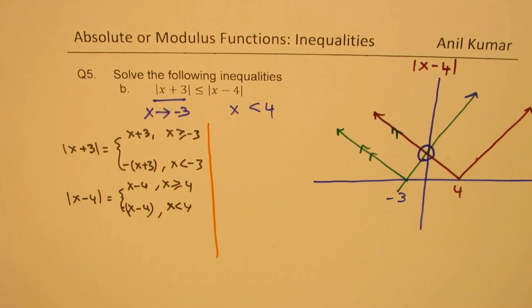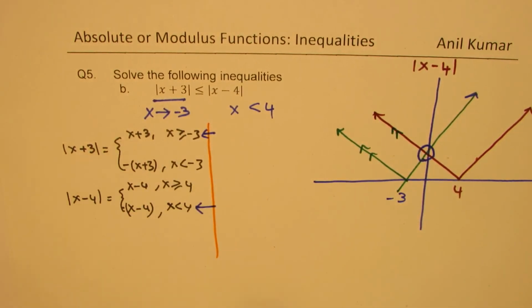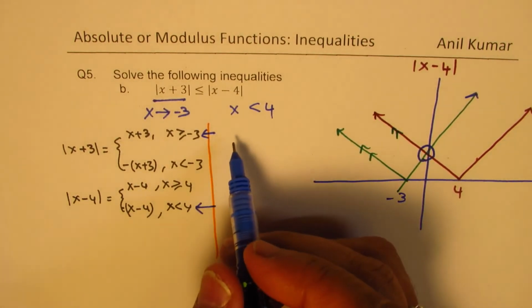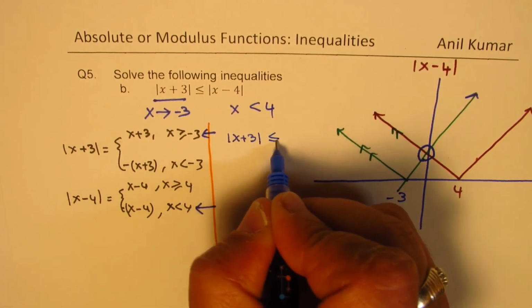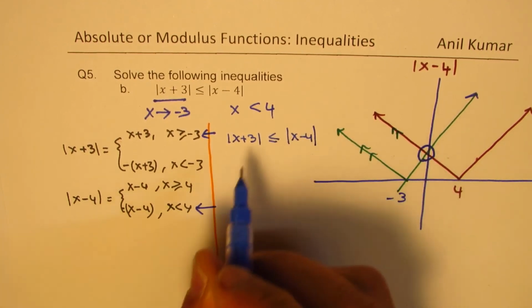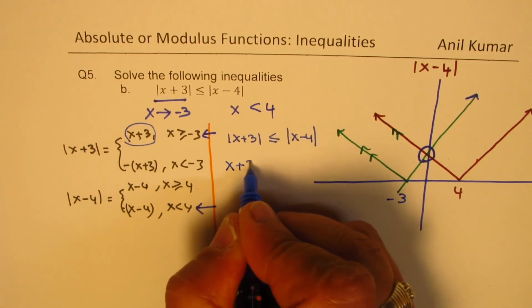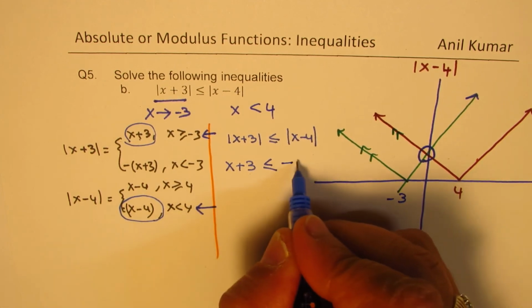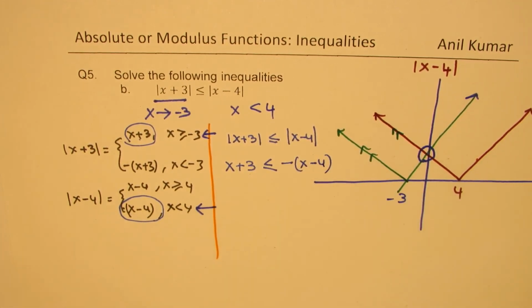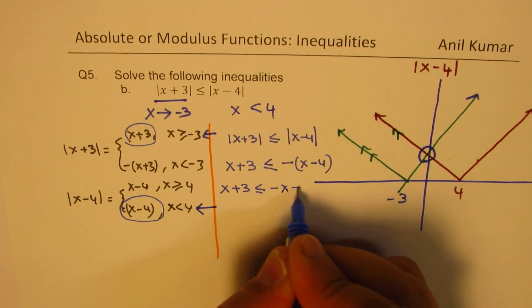So since we are looking into these parts now, we'll solve the inequality based on these values. So when we say the absolute value of x plus 3 is less than or equal to the absolute value of x minus 4, I can take the left side, which is x plus 3, less than or equal to the right side, which is minus of x minus 4. Does it make sense to you? This is the most critical part, right? So let's open the bracket and solve. So we have x plus 3 is less than or equal to minus x plus 4.